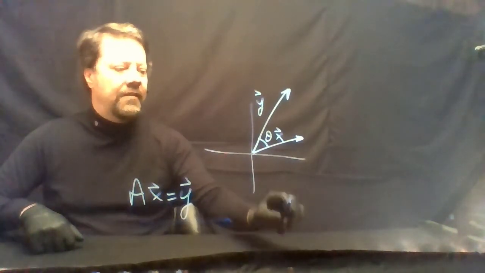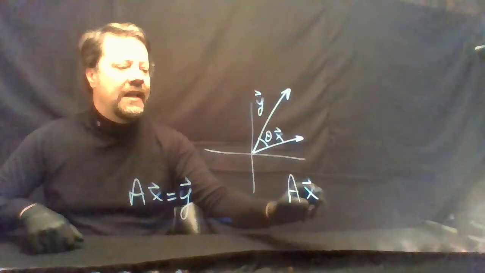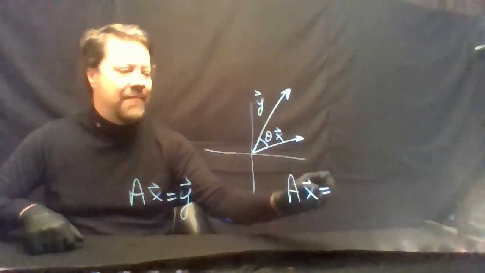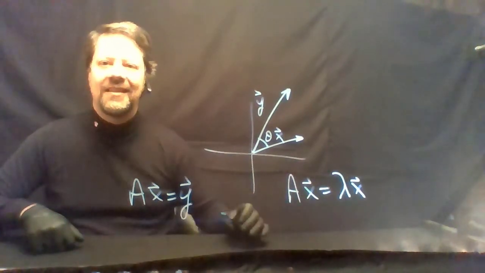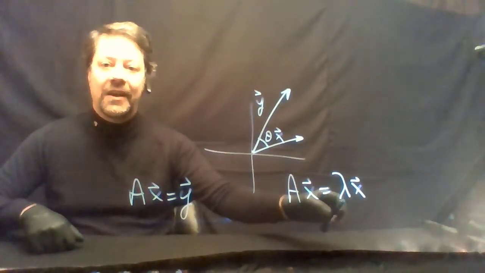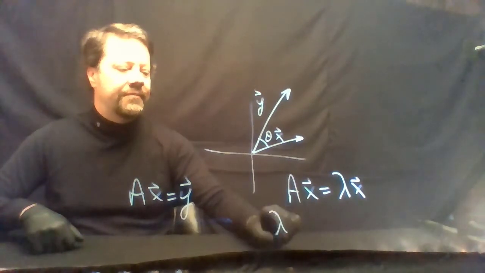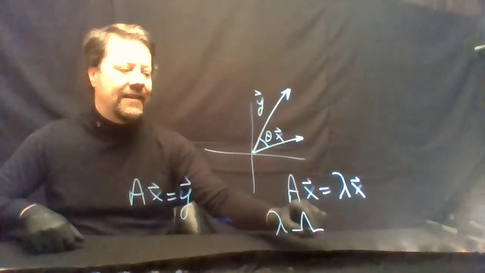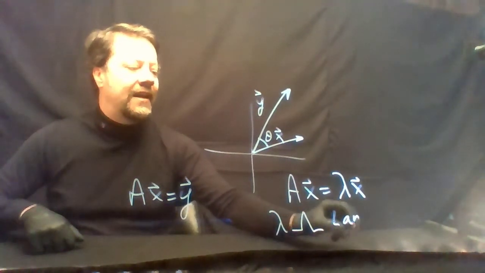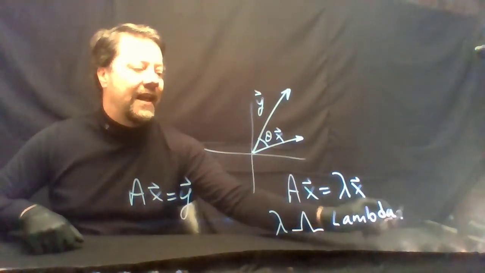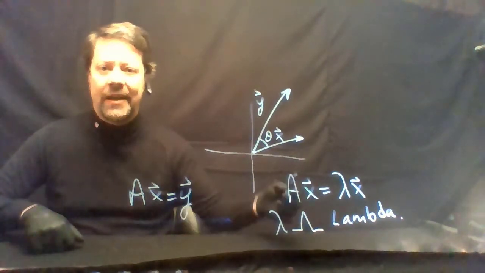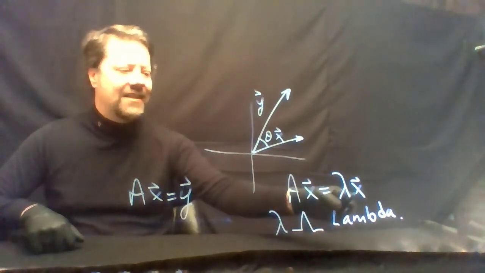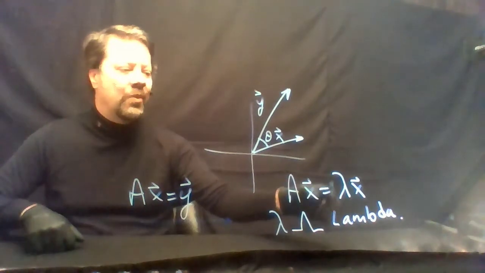If the matrix leaves the vector in the same direction, some constant times x, it's customary to use the lowercase Greek letter lambda. The uppercase looks like this. It's L-A-M-B-D-A. If the matrix leaves the vector in the same direction, then that's kind of special. So we're going to give that a name.